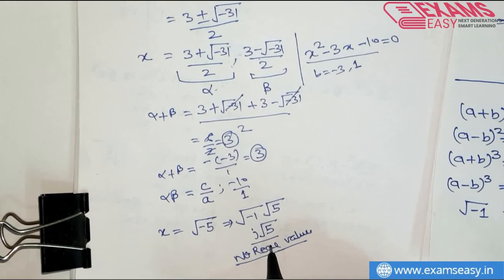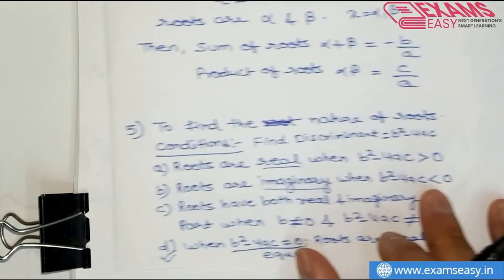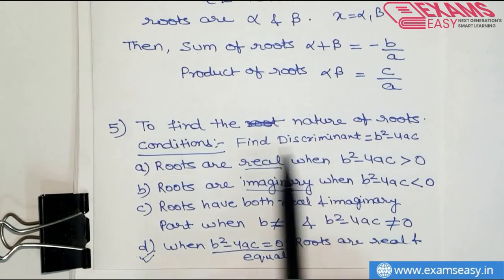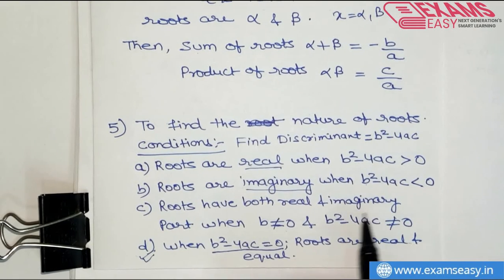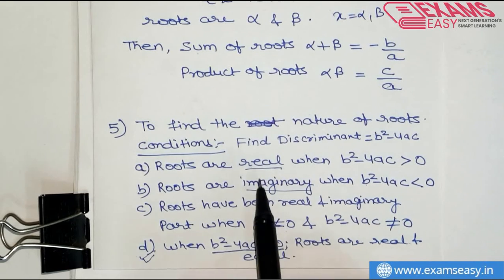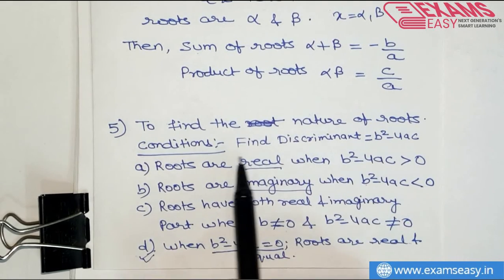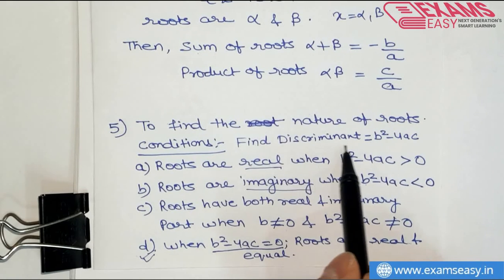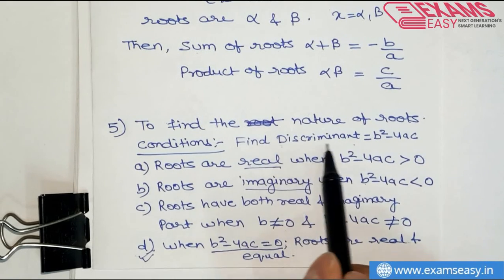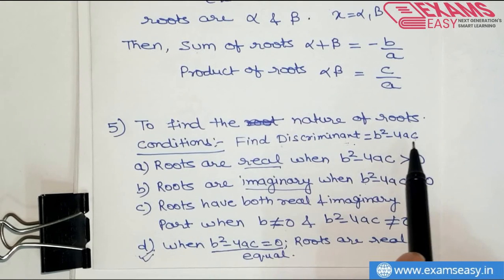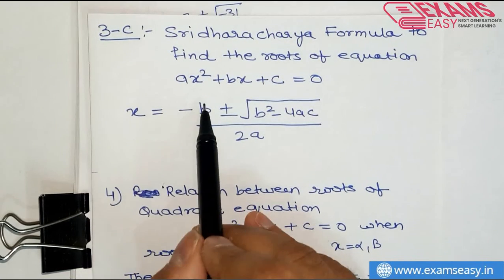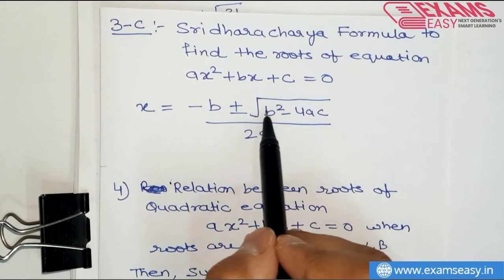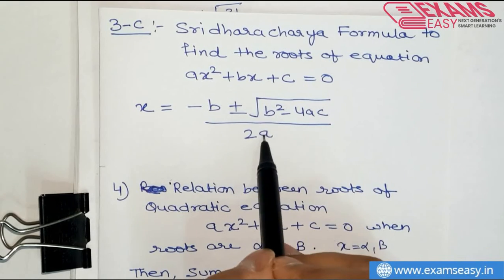So we have to find the nature of the roots. This is our last concept, to find the nature of the roots, whether the roots are real and equal, or whether the roots are both real and imaginary. In order to find the nature of the roots, we have to calculate the discriminant. The discriminant is nothing but b square minus 4ac, and this term we have seen in the Sridharacharya formula, which is x is equal to minus b plus minus under root b square minus 4ac divided by 2a.